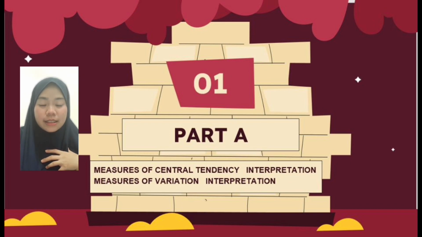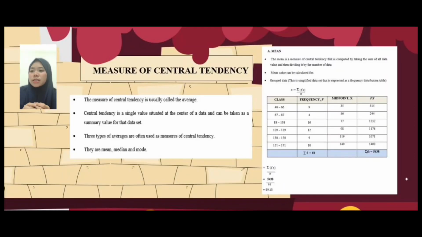Business statistics. Part A, measure of central tendency interpretation and measure of variation interpretation. Firstly, measure of central tendency is usually called average. A single value situated at the center of data that can be taken as a summary value for the data set. Three types of average are often used as measures of central tendency: mean, median, and mode. Mean is a measure of central tendency that is computed by taking the sum of all the data values and then dividing it by the number of data.